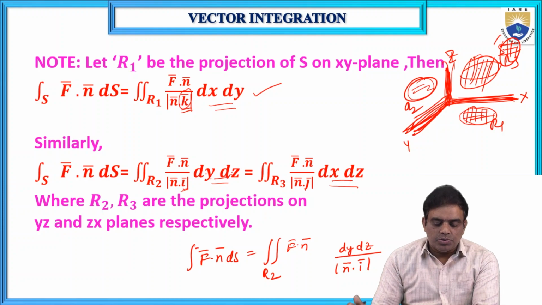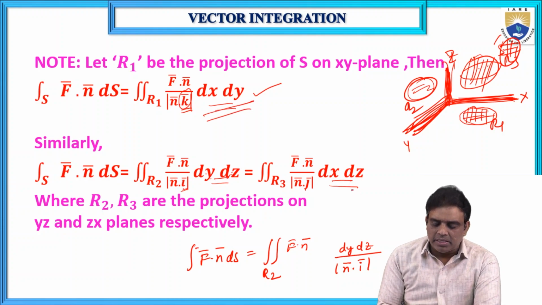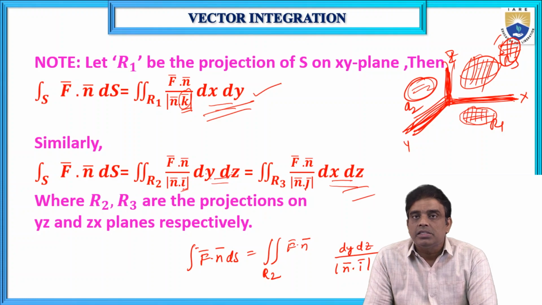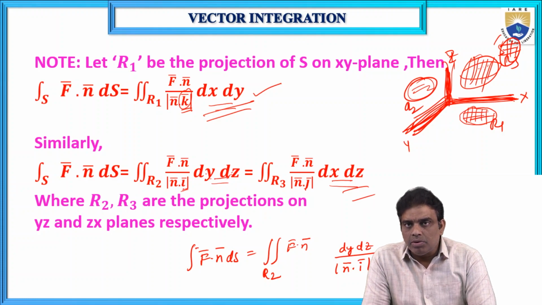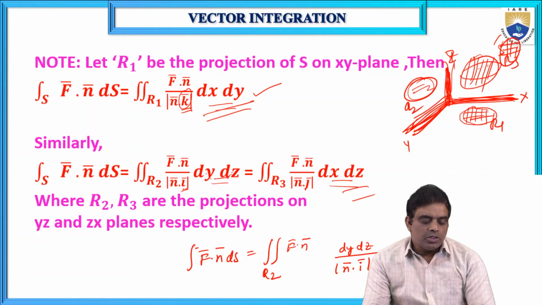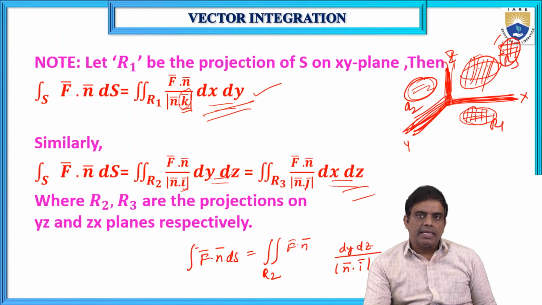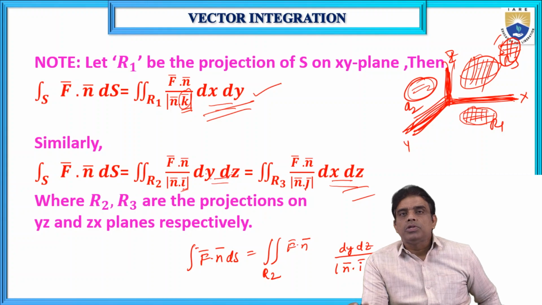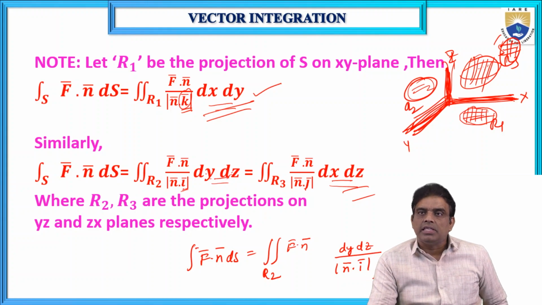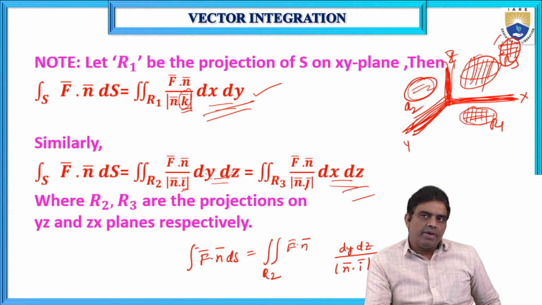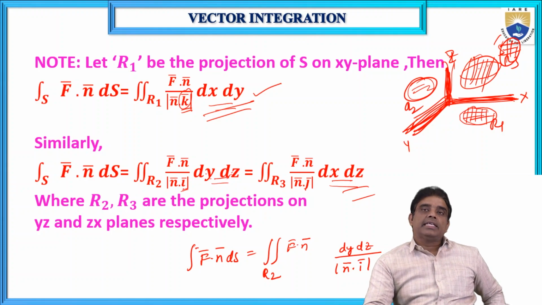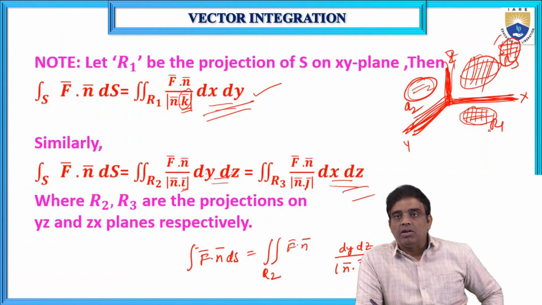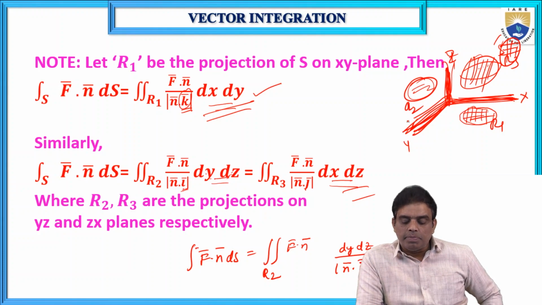So my dear students, just keep this formula in mind, because we don't have the proof for this formula. I have only given the explanation for this. So to find the integral f bar dot n cap into ds, you can consider the projection of the surface in any one of the three planes, either in xy or in yz or zx. If we consider xy plane, the region is taken as R1. If we consider the projection in yz plane, the region is R2. If the projection is considered in xz plane, then it is R3.